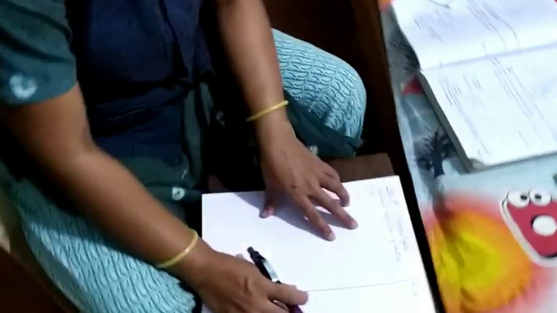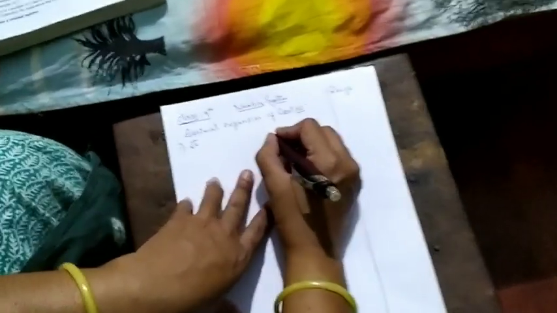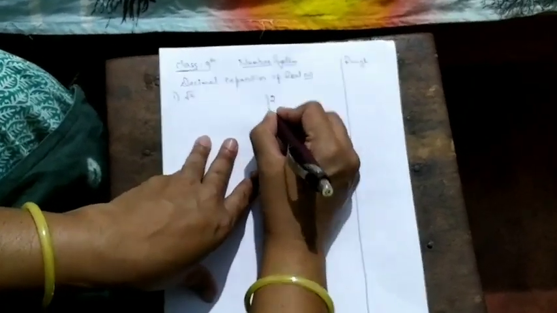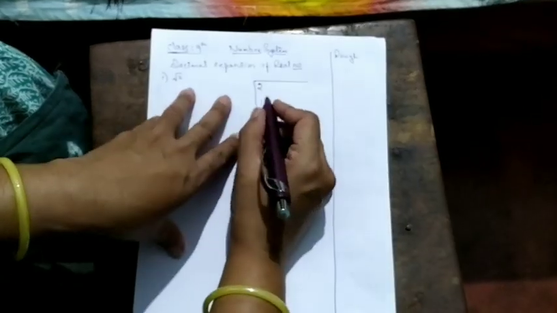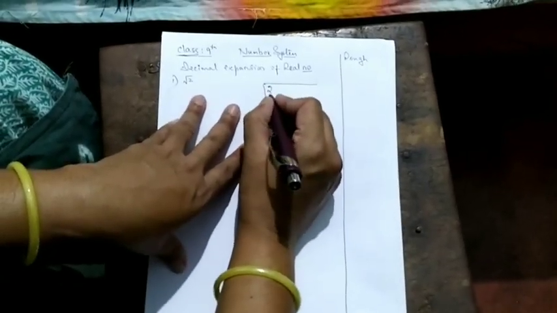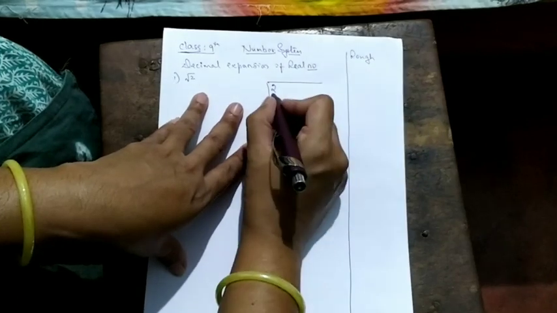Children, let us see how to find the decimal expansion of root 2, by the long division method, as you have done in class 8. Let us focus on this sum. The long division method says we have to start from the nearest square number.